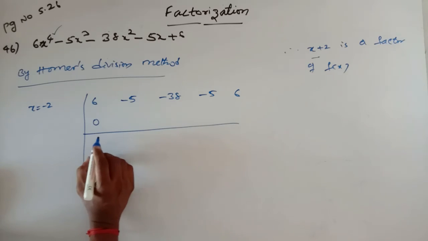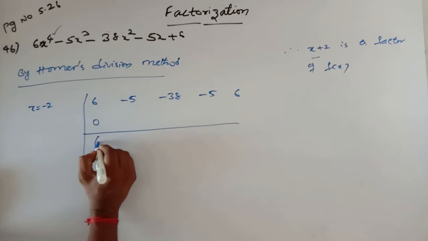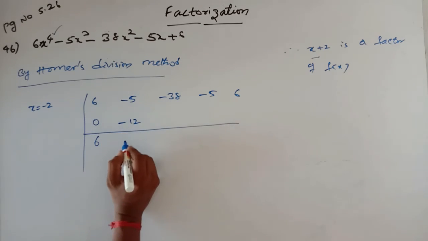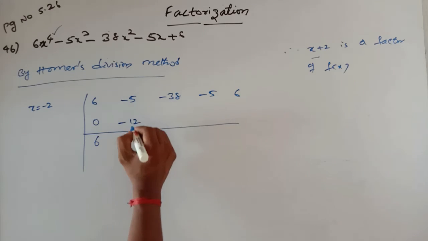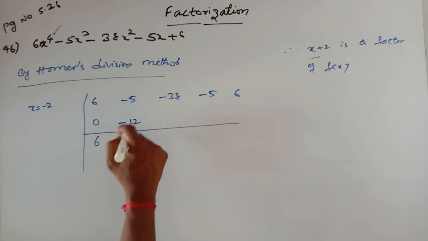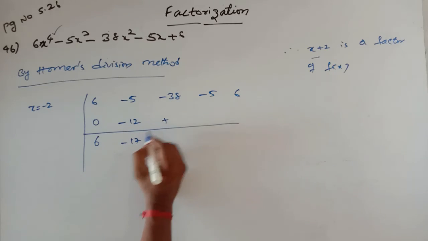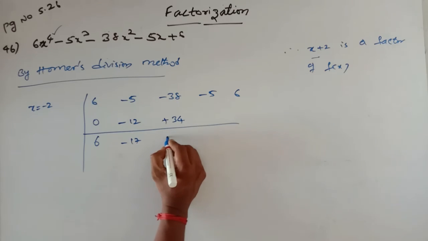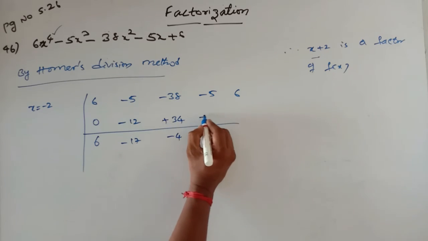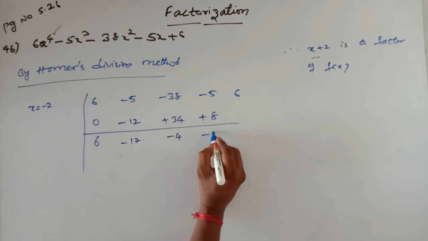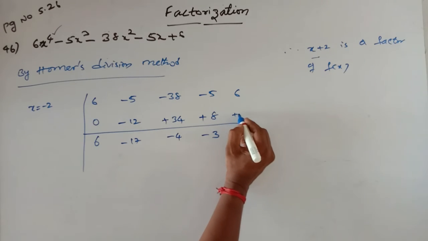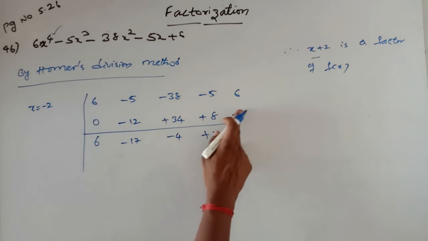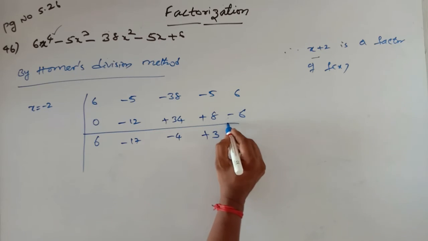0 into 2 is 0, that means here 6. Now 6 into minus 2 is minus 12. Then the answer is minus 17. Add these two, and the negative symbol here, minus 17. Minus into minus is plus, 17 2s are 34. Minus 38 plus 34 is minus 4. Minus into minus is plus, 4 2s are 8. Sorry, here minus 5 plus 8 is plus 3. Plus into minus is minus, 3 2s are 6. Now the answer will be 0.